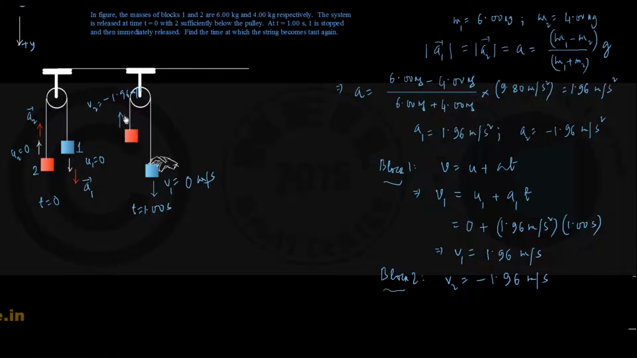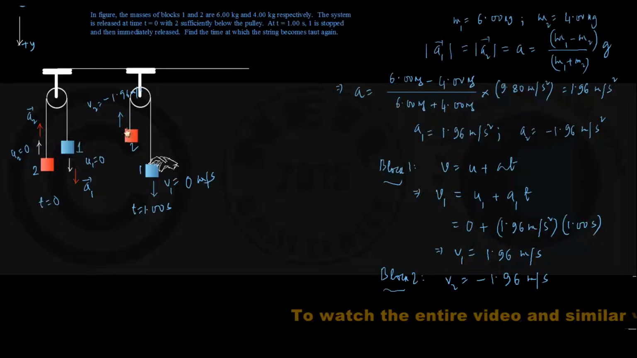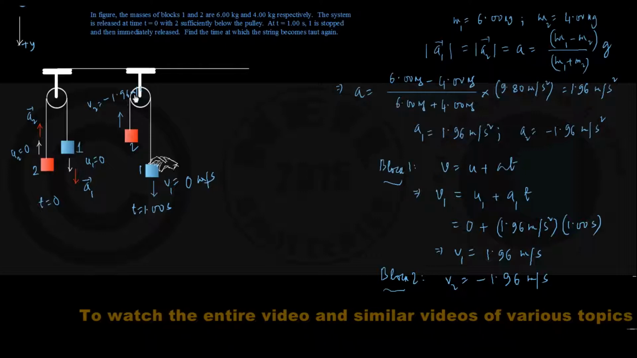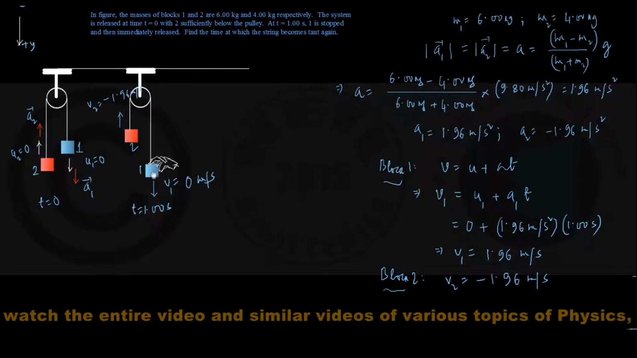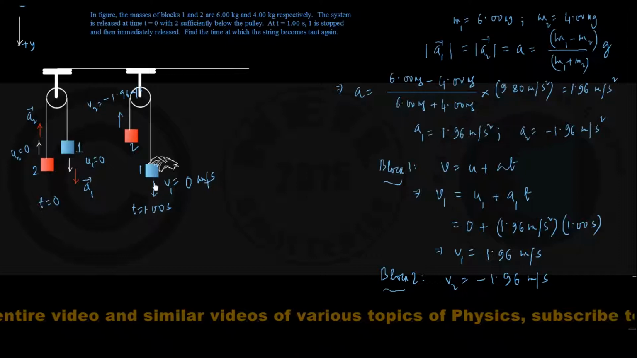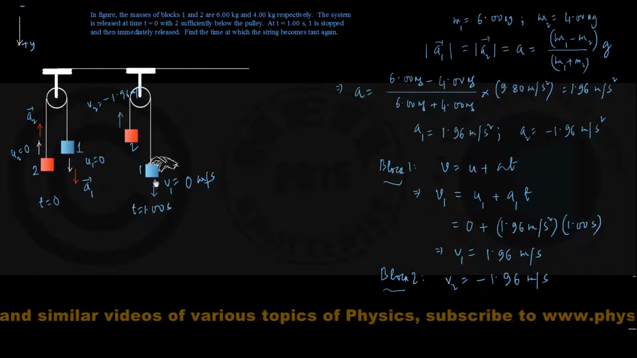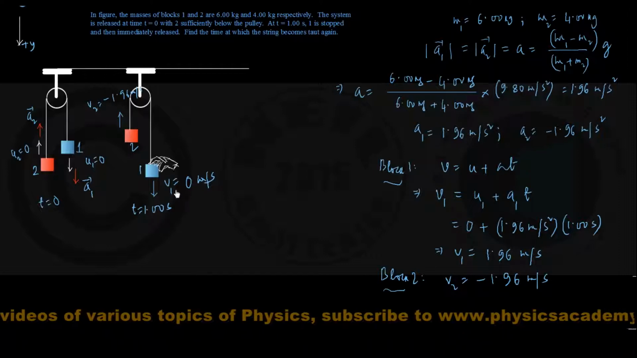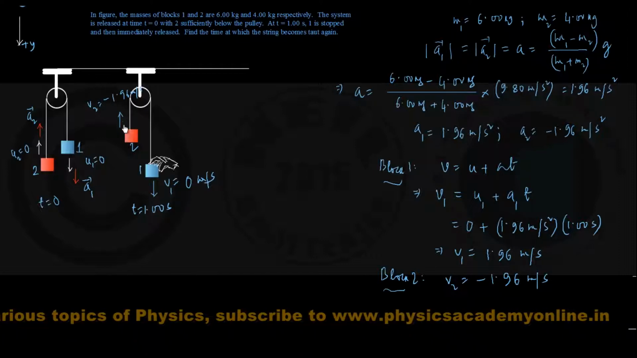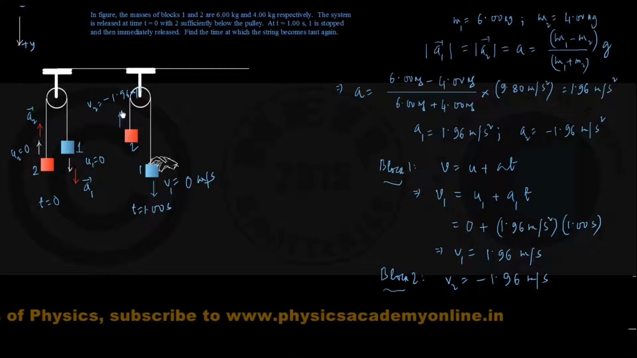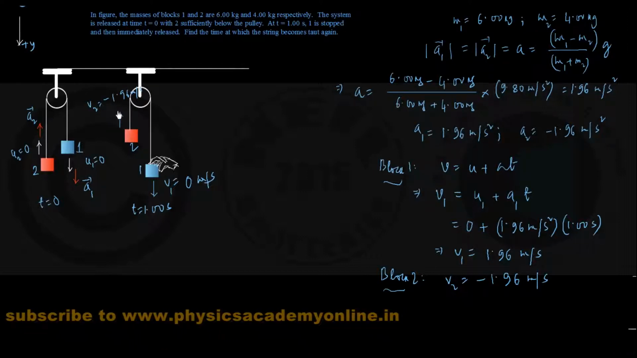But that is not the case with block two. Block two, this is of course the red colored block two and this is blue colored block one. Because of inertia of motion, because it was not held by hand, block two continues to move upwards with the same velocity of minus 1.96 meter per second. So that is the effect of holding block one momentarily. Block one starts moving again downwards with a velocity of 0, and because of inertia of motion, block two keeps on moving upwards with a velocity of minus 1.96 meter per second.